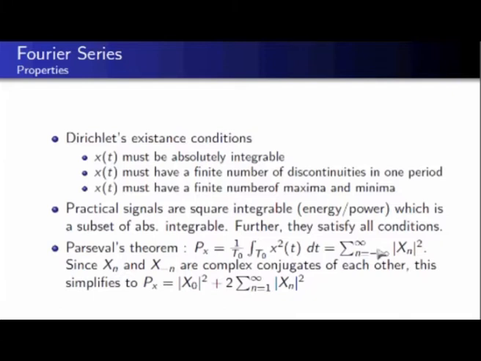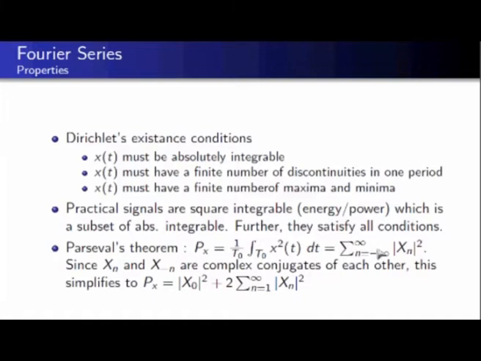Because xn and x minus n are complex conjugates of each other for real x of t, this Parseval's relation can be further simplified, which is what I have shown there: the power contained in the signal x is the magnitude of x naught squared plus 2 times the summation going only over positive n, from n equal to 1 to infinity, of the magnitude of xn squared. Interesting application. Let's look at one application of this and then take a question.